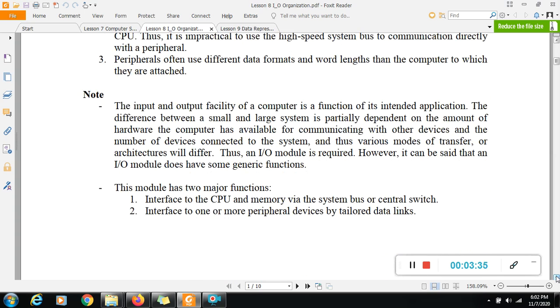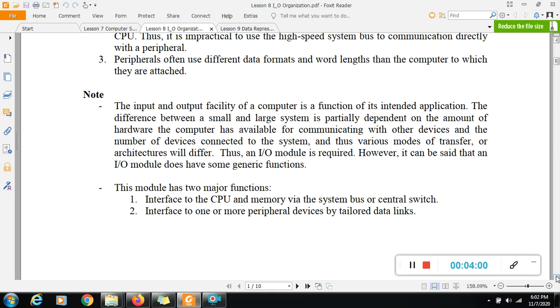It's important to note that the input and output facility of a computer is a function of its intended application. The difference between a small and a large system is partially dependent on the amount of hardware the computer has available for communicating with other devices, and the number of devices connected to the system. And as various modes of transfer or architectures will differ, an input-output module is required.